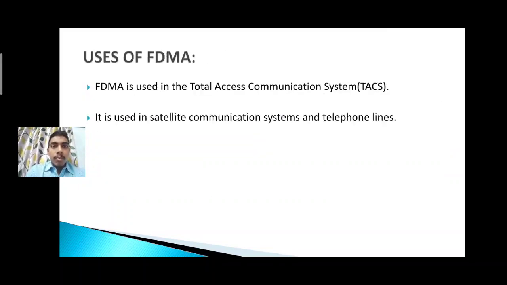Now, uses of FDMA. Where is FDMA used? FDMA is used in total access communication systems, and it is also used in satellite communication systems and telephone lines. It means in satellite communication and telephone lines we provide a single frequency channel to each user, that is, separate individual channels.